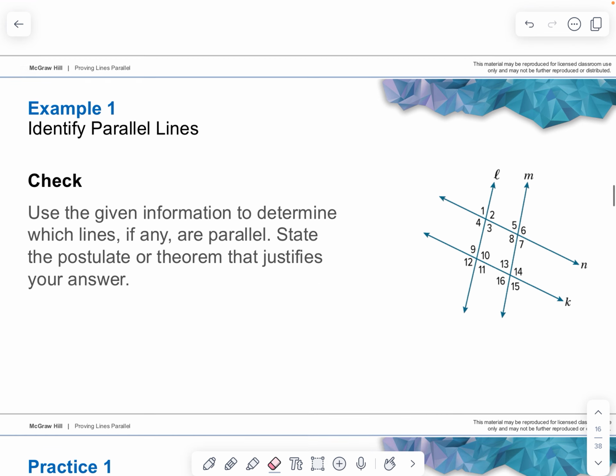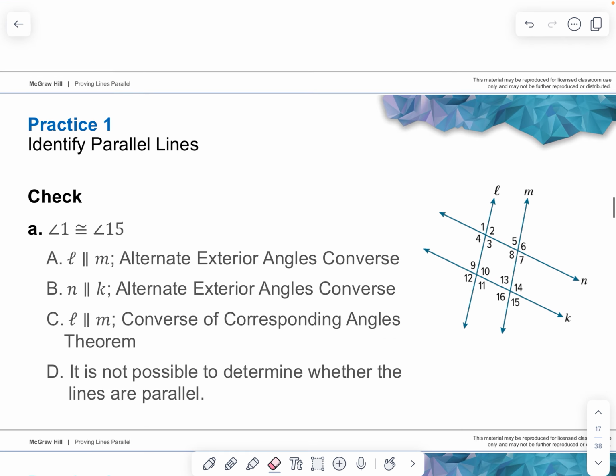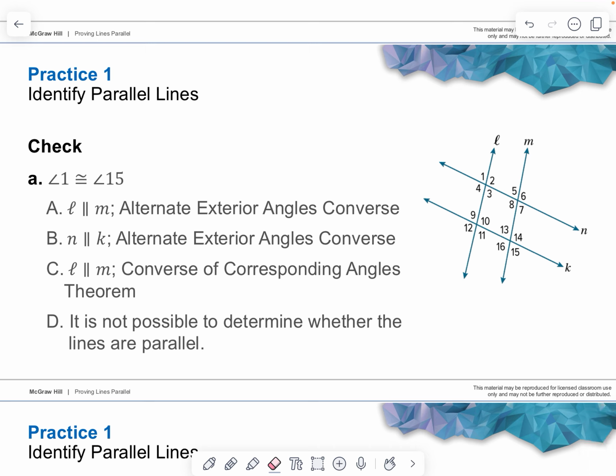So you're going to go ahead and try yours right here. Check your A, B, and C that you've got on your practice one, and then come back and I'll show you the answers. Pause me.